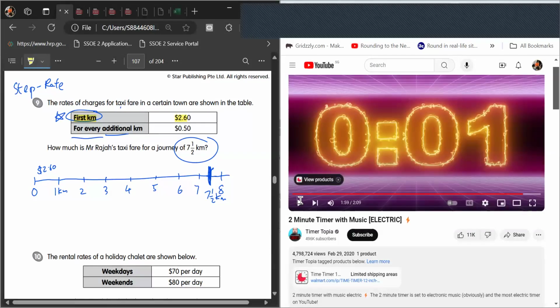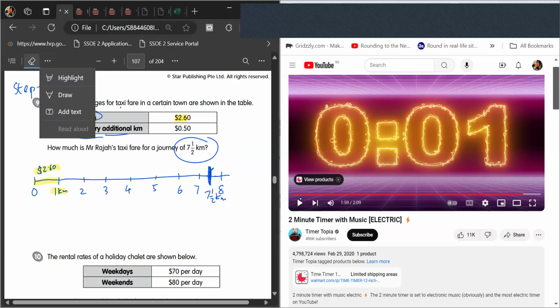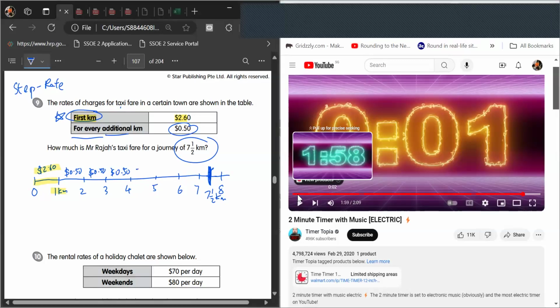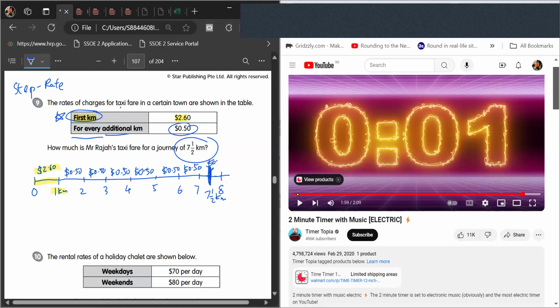$2.60, it applies only to the first kilometer. After that, it's a different charge. It's 50 cents. So here's 50 cents. Here's another 50 cents. Here's another 50 cents for every additional next kilometer. Then reach the last part. From 7 to 7.5, is it 50 cents or 25 cents? Huh? How many of you say 50 cents? How many of you say 25 cents? The answer is 50 cents. No. It's already set there for every additional.